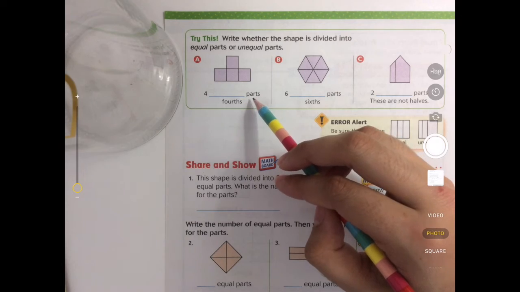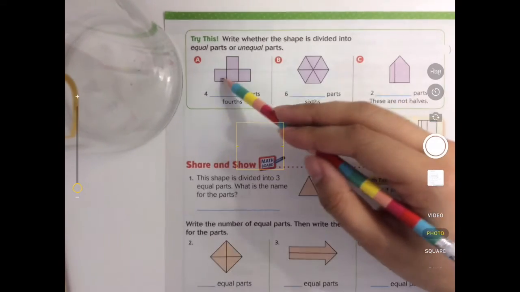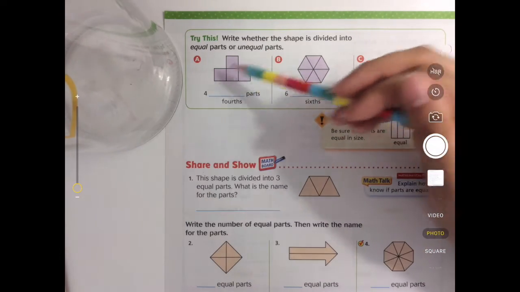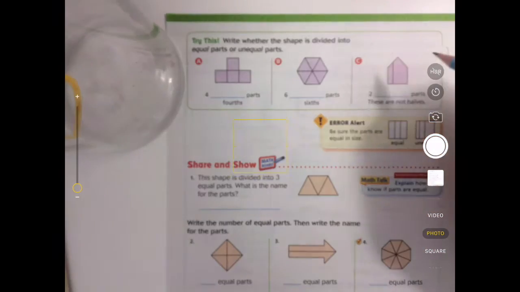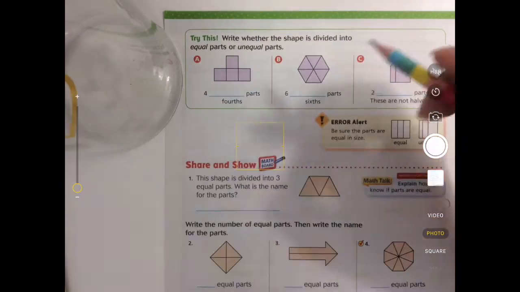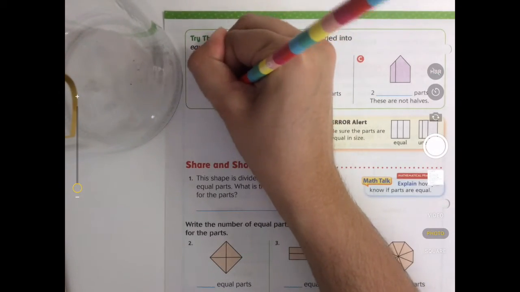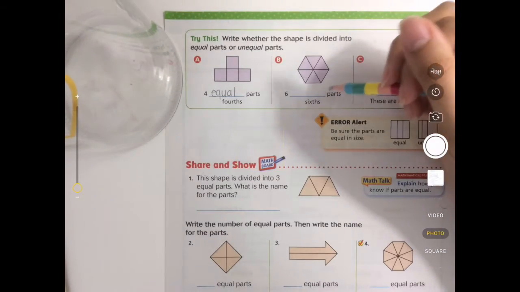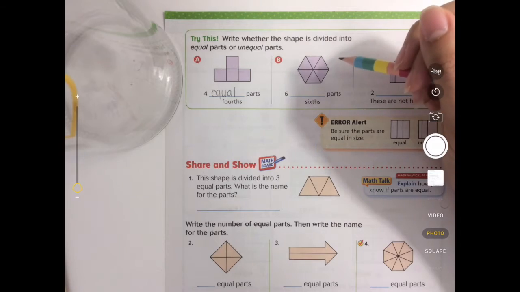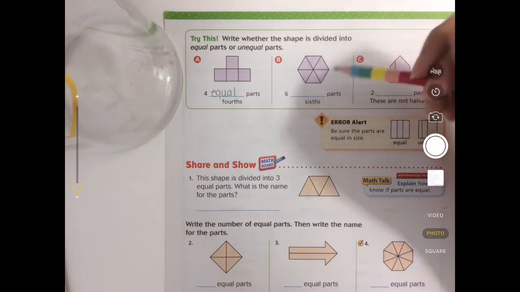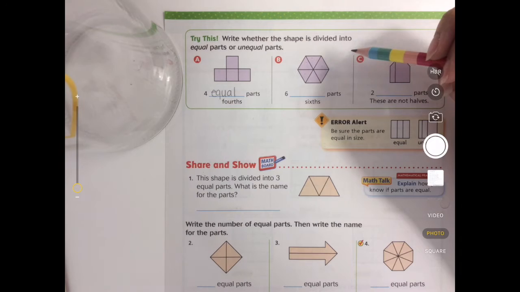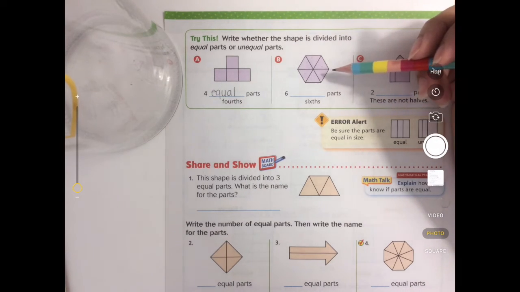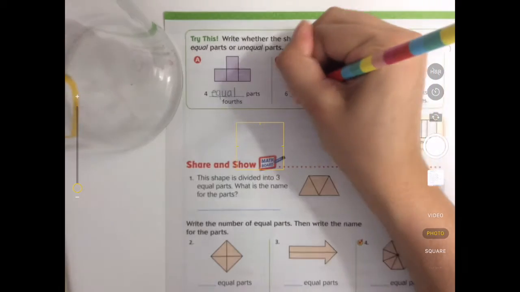4 fourths. We have 1, 2, 3, 4, so there are 4 parts and it's divided into fourths. Now the question is, are these fourths equal or unequal? Well, they all look the same size, so they would be equal. How about this shape right here? 6 sixths. How many do we have? 1, 2, 3, 4, 5, 6, like it says. They're divided into sixths. Now, are they equal or unequal? Well, all these triangles look about the same size to me, so they will be equal.